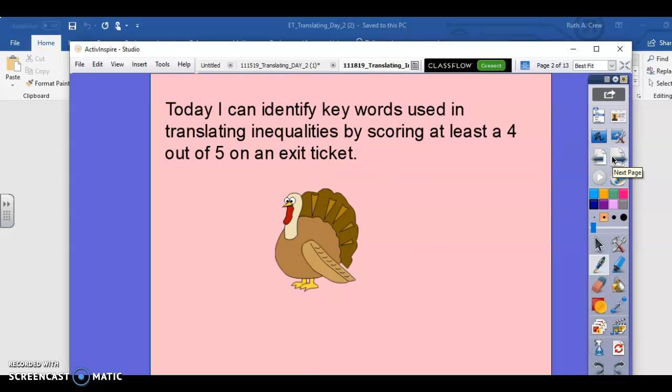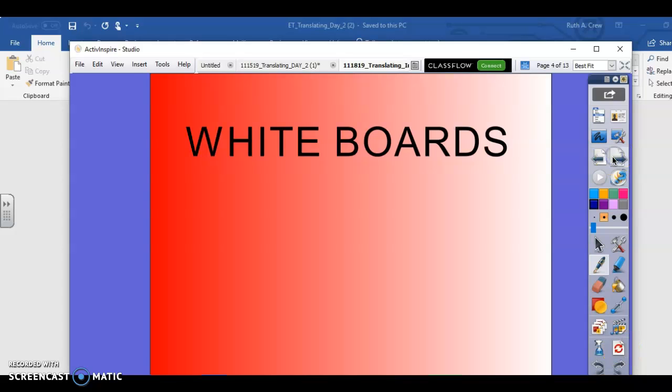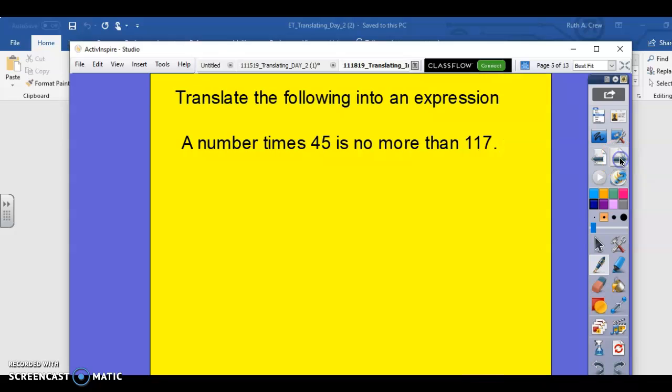All right, so your target today: I can identify keywords used in translating inequalities by scoring at least a 4 out of 5 on my exit ticket. So that was the exit ticket that you can watch that video. If not, here are the correct answers. And so we're going to do some practice today.